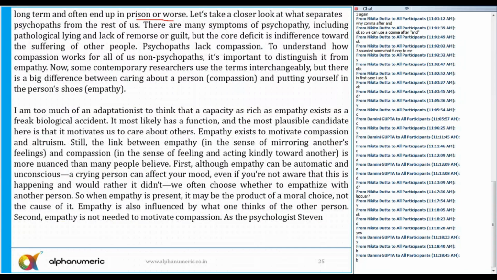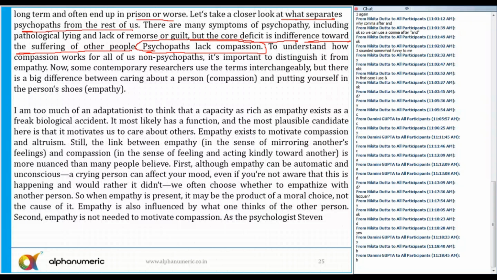So, what separates psychopaths from the rest of us? There are many things that he talked about, but the core thing that separates normal human beings from psychopaths is indifference towards the suffering of other people. Psychopaths lack compassion. This is the core thing which separates normal human beings from psychopaths. Psychopaths में कोई compassion ही नहीं होता.